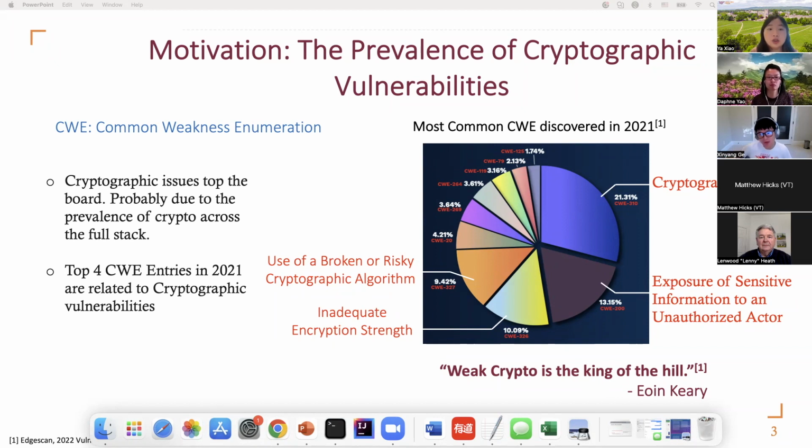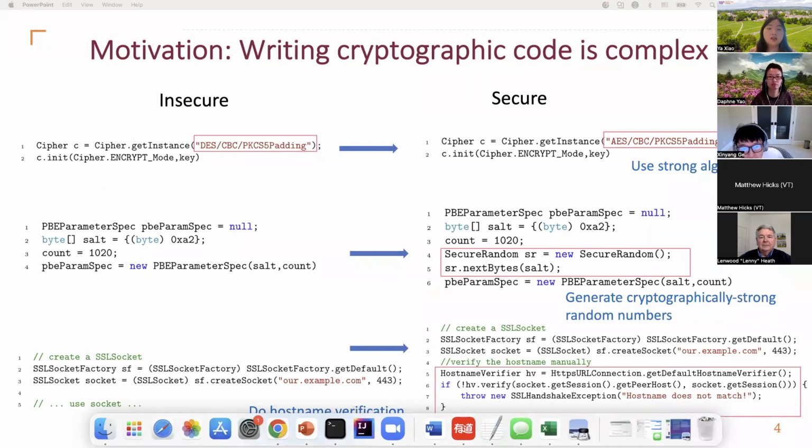Cryptographic issues, inadequate encryption strengths, and the use of broken or risky cryptographic algorithms definitely fall into this category. And the exposure of sensitive information may also relate to certain mistakes in cryptographic implementation. The root cause of cryptographic vulnerabilities is that writing cryptographic code is not easy for developers. It often requires security expertise and knowledge to correctly use these APIs.